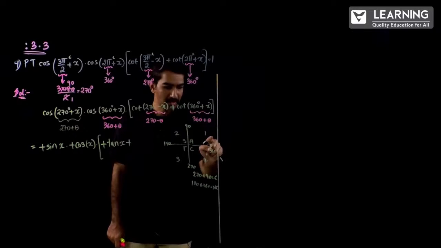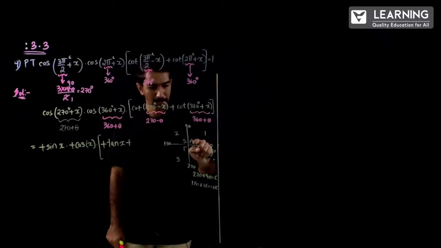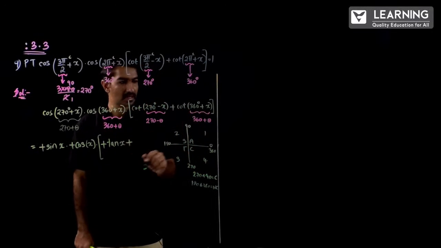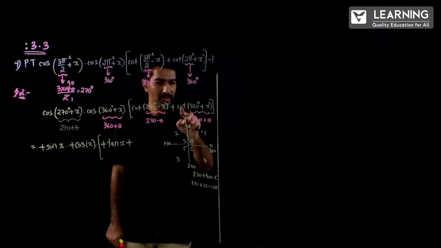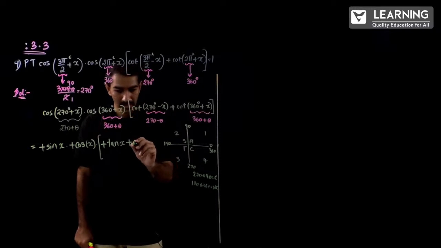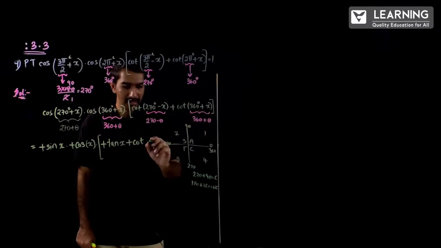So this 360 plus theta lies in which quadrant? First quadrant. In the first quadrant, what is happening? All are positive. What do we have here? Cot. So we are writing plus as it is. Since 360 is coming, will the cot change? 360 means no change, students. Cot will remain as it is. So just write cot and x as it is again.